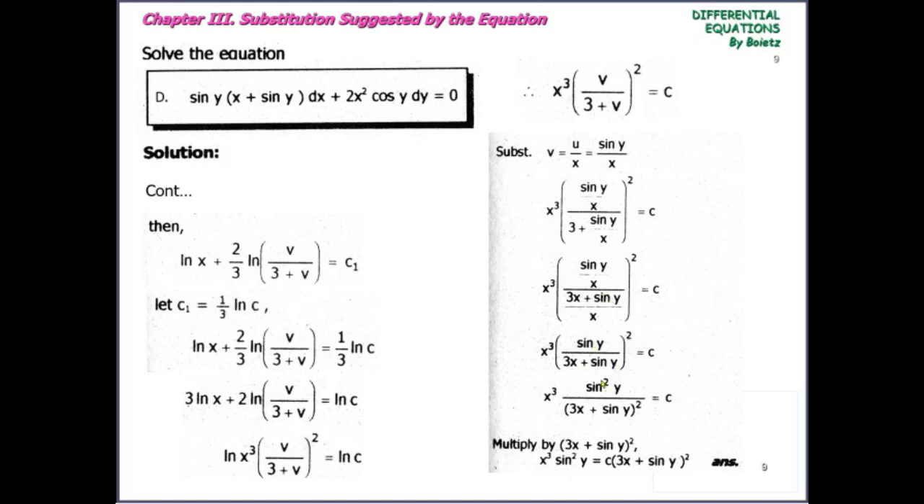Then, in-square ito, naging sine squared y, ito in-square, so quantity 3x plus sine y square is equal to c. Then cross-multiply: x cubed sine squared y is equal to c, quantity 3x plus sine y square. And that is the answer. Medyo mahaba yung solution because naging homogeneous siya. Pero wala tayong choice, you have to follow the solution.